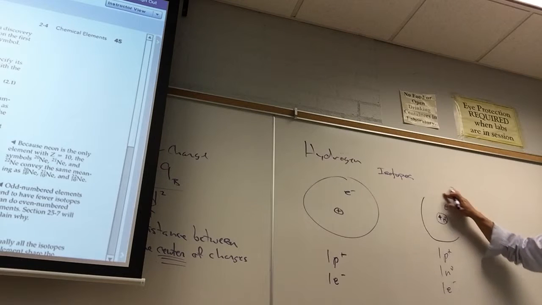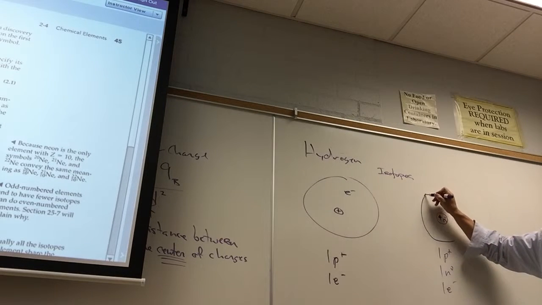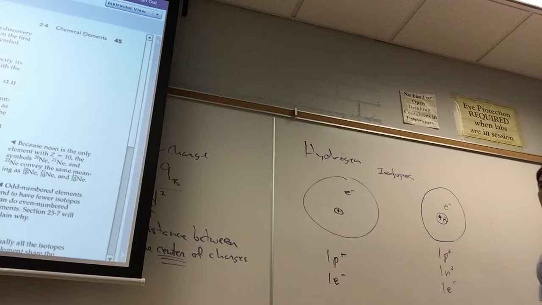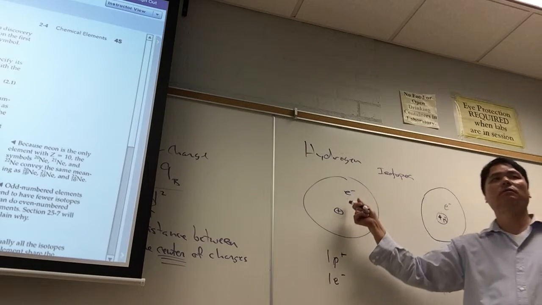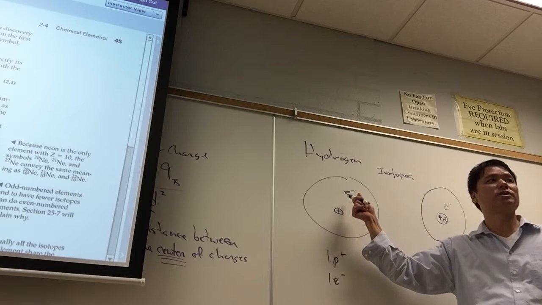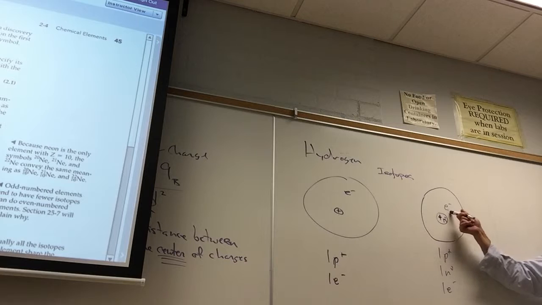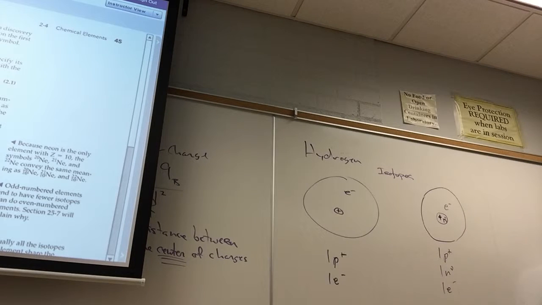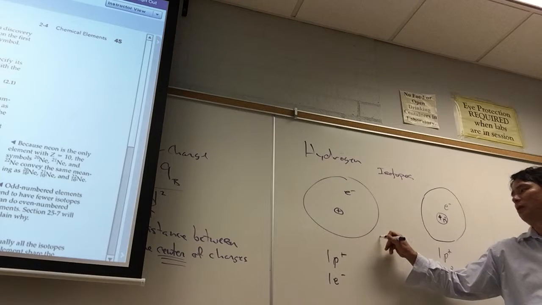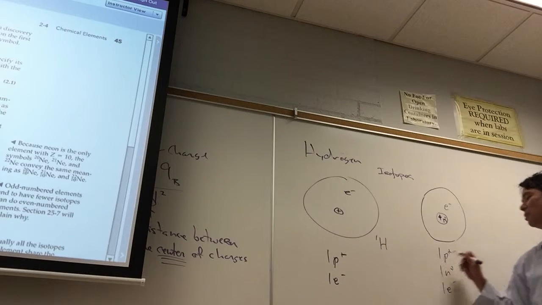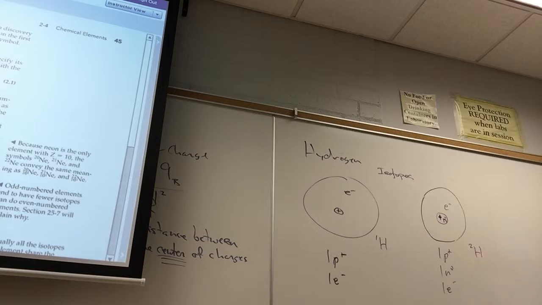But having a neutron in there, will it change the size of a hydrogen atom much? What's holding the electron here? The attraction with a proton. Same thing here. And so does hydrogen on the left here, which we'll call hydrogen 1, and hydrogen on the right here, hydrogen 2, do they have the same size or different size? In other words, is hydrogen 2 bigger?